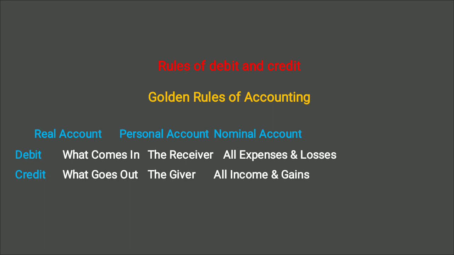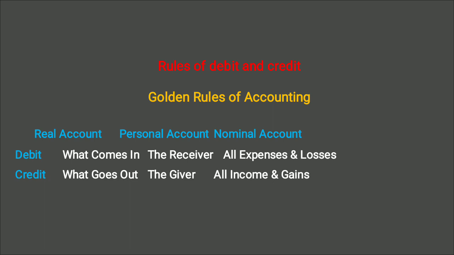You have to note it down and learn it. What is the rule for the real account? Sir, debit what comes in, credit what goes out. What is the rule for the personal account? Sir, debit the receiver, credit the giver. Okay, and what is the rule for the nominal account? Sir, debit all the expenses or losses and credit all the income and gains or profit. So these are the basic simple rules.